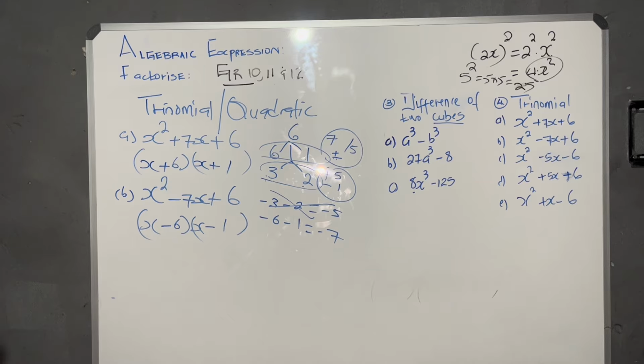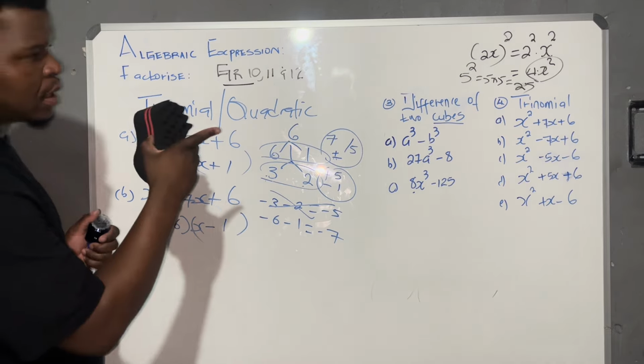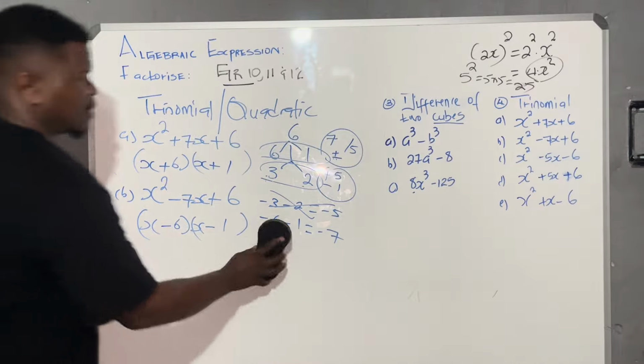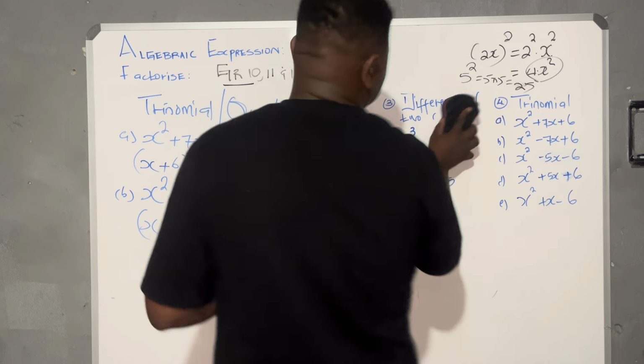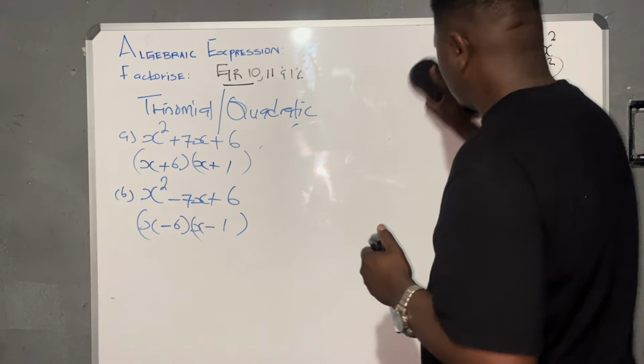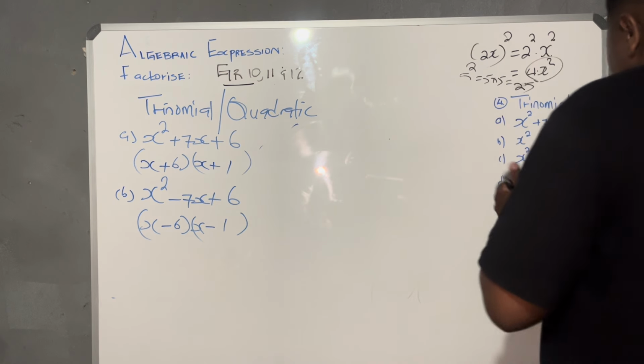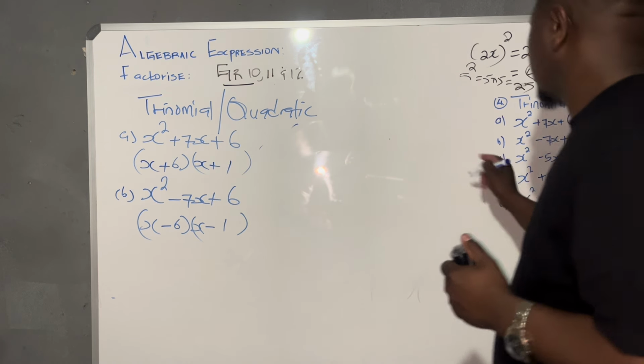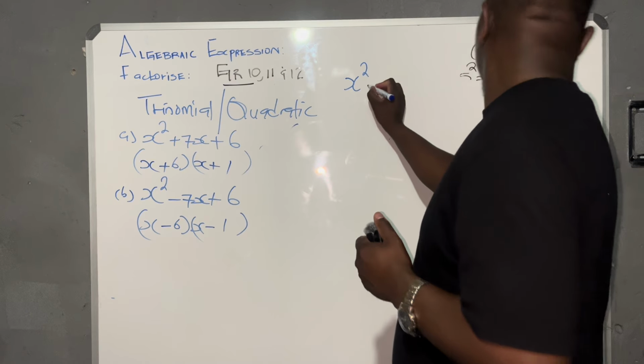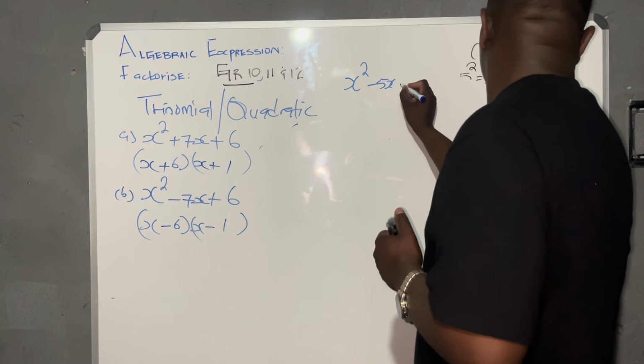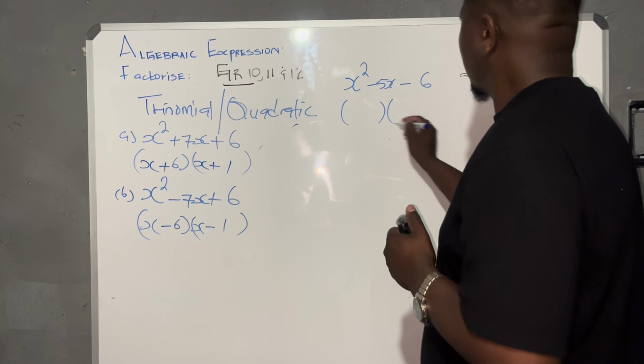All right, now let me do the next one. I'm here now. C, x squared minus 5x minus 6. Let's factorize that.